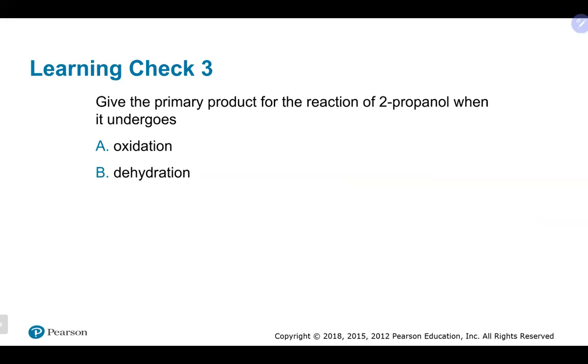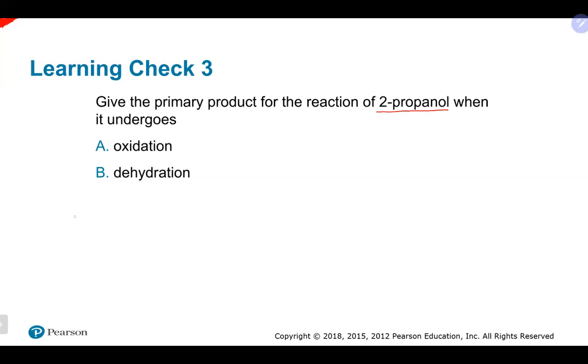All right, so let's try this one. We're going to do 2-propanol. It undergoes an oxidation and it undergoes a dehydration. So draw both of those things, and I guess 2-propanol as well. To start with, you have to draw this guy. So we're going to go backwards there.